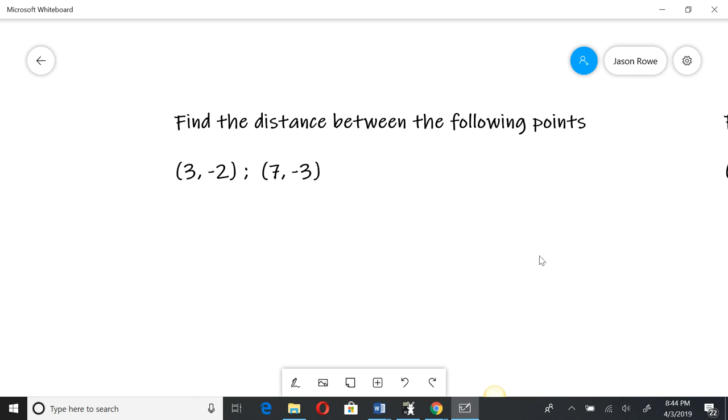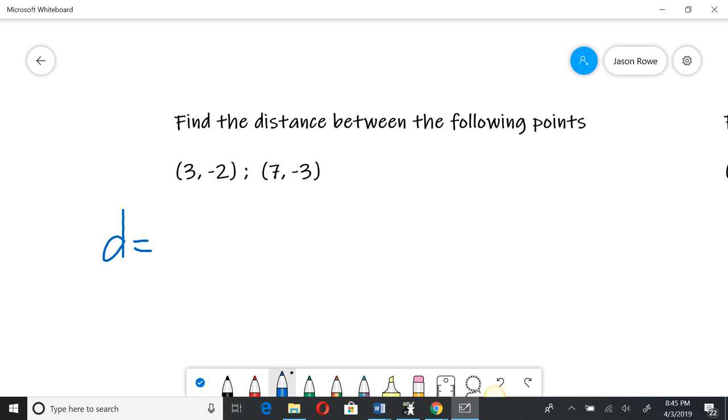So here we've got (3, -2) and (7, -3). Now, don't try to graph these. You could do it, but you'd have to use Pythagorean theorem. But the Pythagorean theorem breaks down into the distance formula. So let's take a look at the distance formula and how to use it. So here is what the distance formula is.